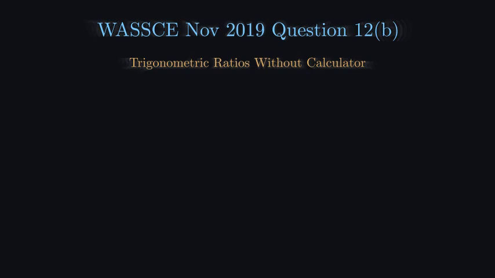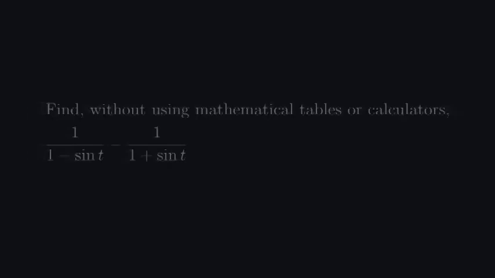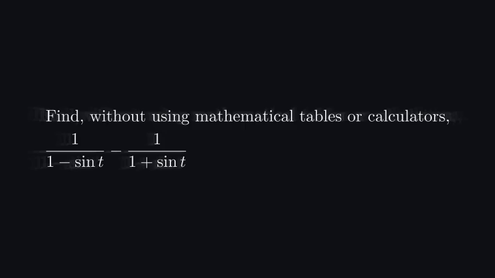Today, we are solving WASSCE November 2019 question 12b. We are given cos of t equals 4 over 5, and we must evaluate the expression without using mathematical tables or calculators. The question says if cos of t equals 4 over 5, where t is between 0 degrees and 90 degrees. We are asked to find the value of this expression without using mathematical tables or calculators.